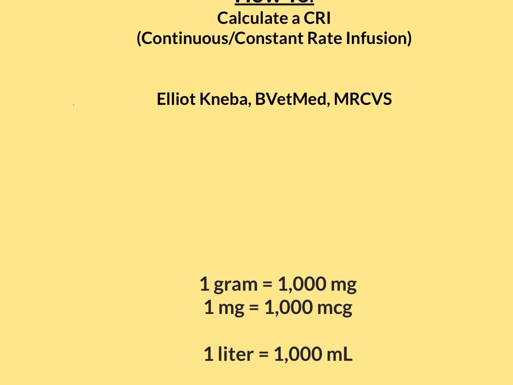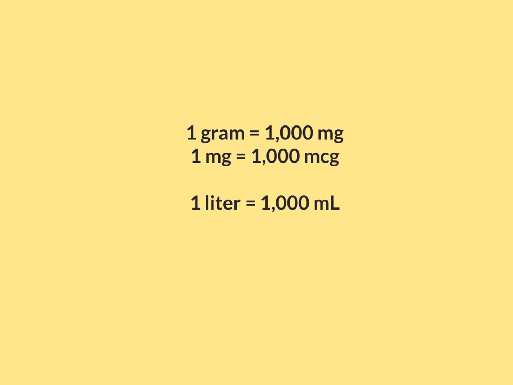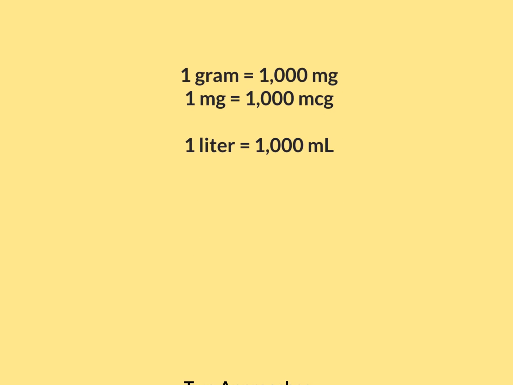So there are a couple of ways that you can do it, but everything starts here with your weights and your measures. So there are 1,000 milligrams in a gram, and there are 1,000 micrograms in a milligram. The reason I bring this up is sometimes medications will be listed as milligrams per kilogram per hour, or micrograms per kilogram per hour, or even per minute.